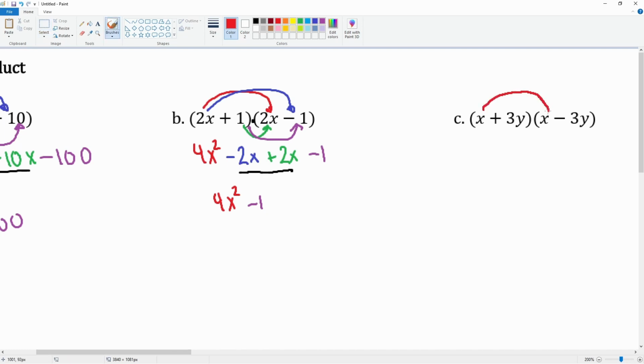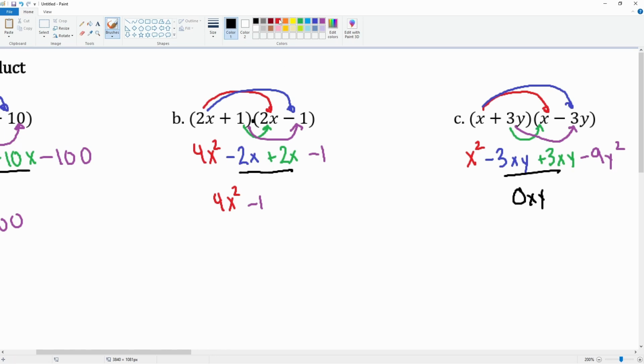The last one, let's do that. We have x times x, that becomes x squared. And then we have x times negative 3y, that's negative 3xy. 3y times x becomes 3xy. And then 3y times negative 3y becomes negative 9y squared. Notice the two inside ones become 0xy because negative 3 plus 3 is 0. We keep the same dimensions of xy.